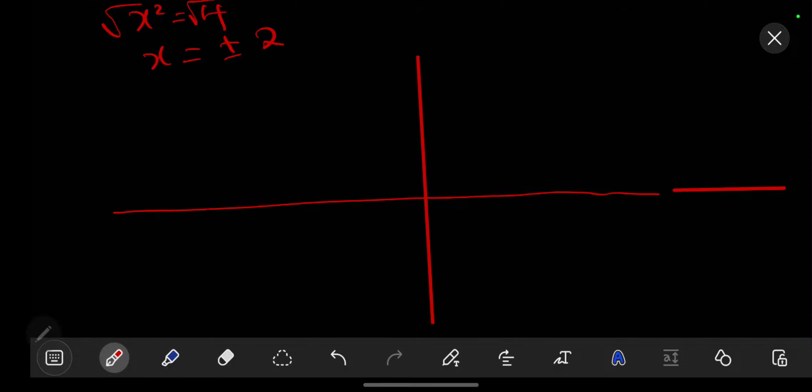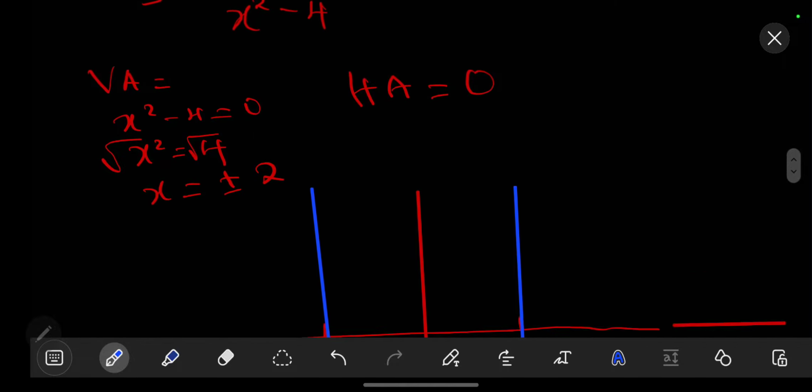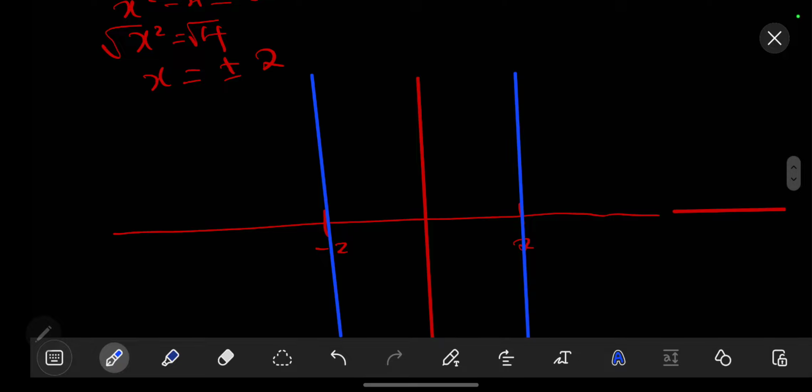So now our asymptotes are at both negative 2 and positive 2. So we are going to draw our asymptotes. Our vertical asymptotes are passing at 2 and negative 2. The horizontal asymptote is equal to 0, so it's just there.